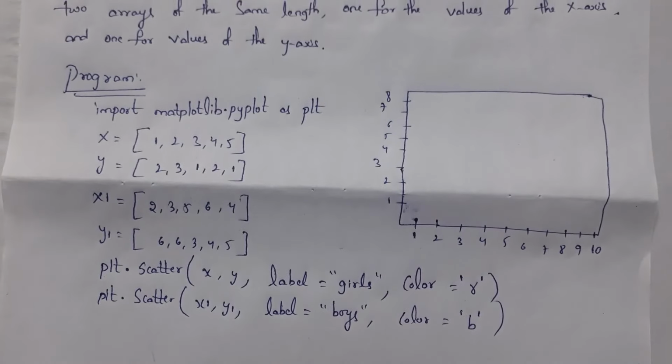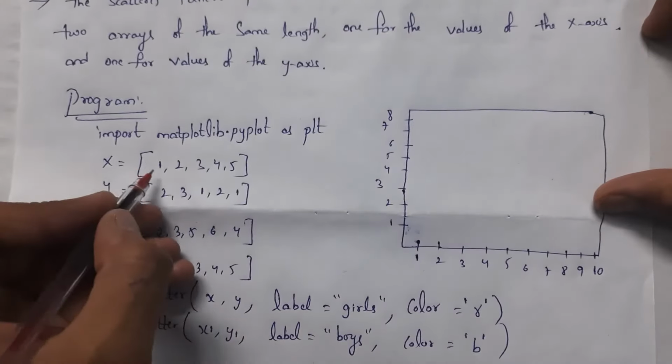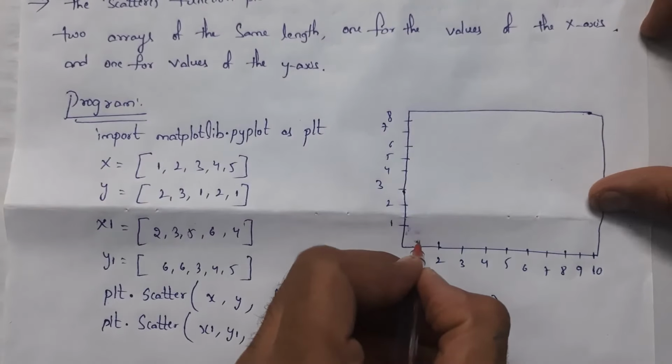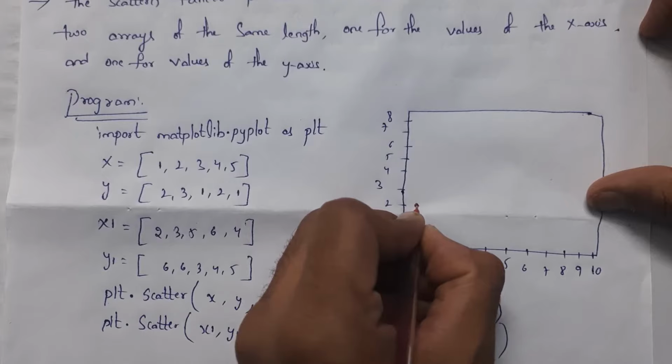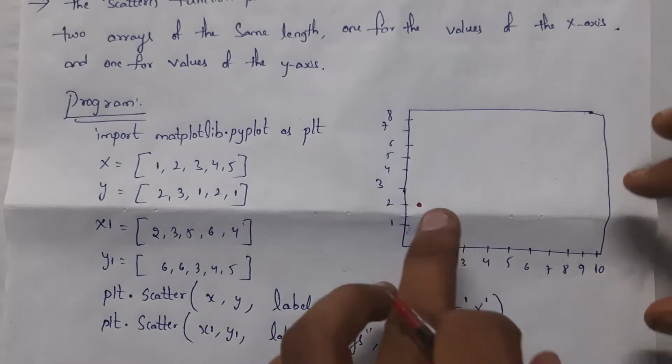So at first we will draw points for girls. The first one is x-axis 1 and y-axis 2. Color is red, so it will draw one point here. Scatter plot will draw points.